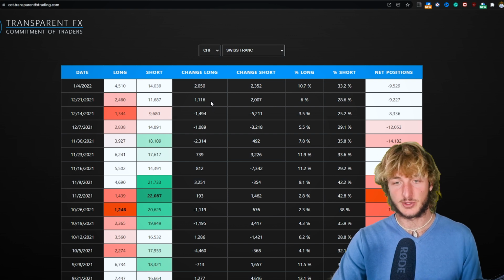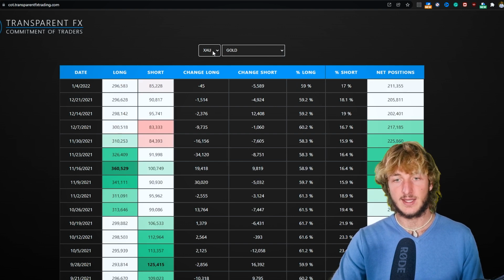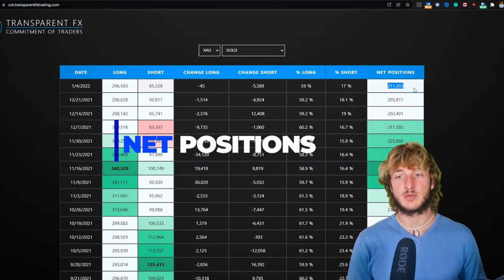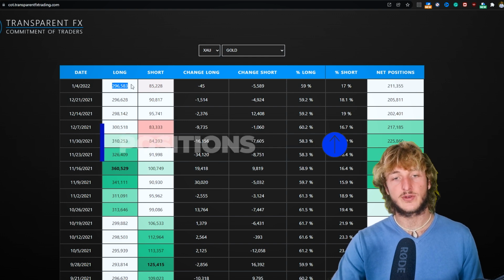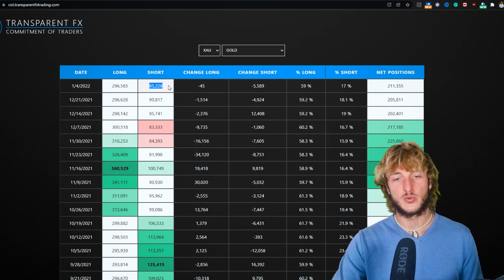Now, if we go and see what we have from a commitment of traders perspective, which is the COT data, we can see by looking at the data on gold that at the moment we are still sitting with quite high net positioning, 211k net positions, with 296k longs compared to only 85k shorts. We can see how in the long term, shorts are actually getting decreased. We went from 125 to 85k shorts. Now, obviously, longs got decreased as well, from 360 to 296.